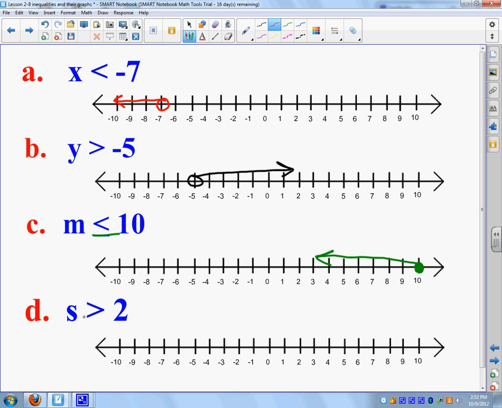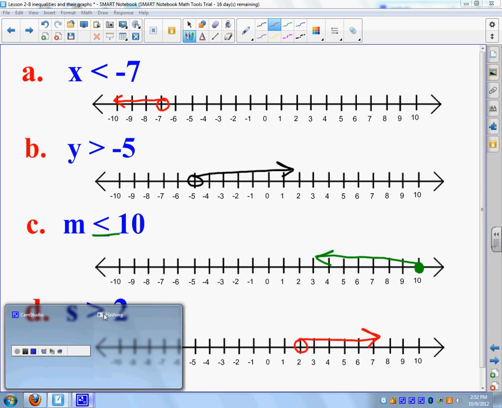And then lastly, I have S is greater than 2. So I go to 2. I have an open circle, and I have everything greater than 2. So that is how you graph inequalities on a number line.